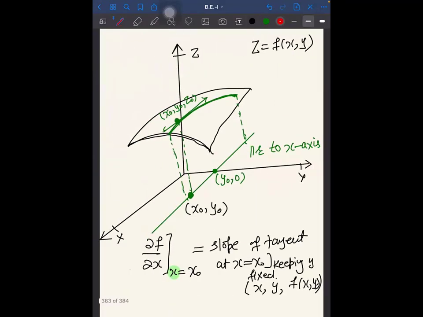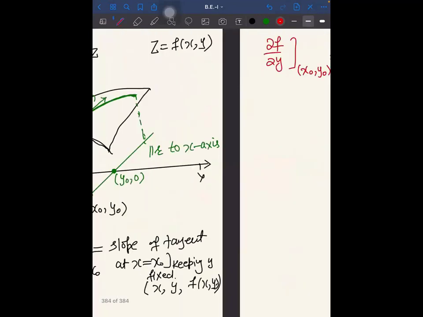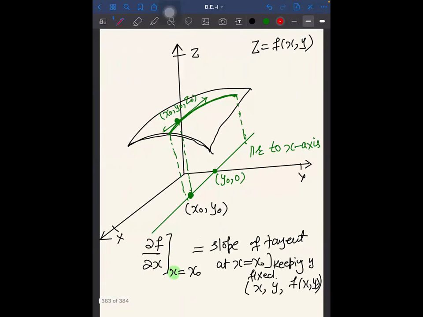But I'll describe it geometrically over here. So of course, when you're taking the partial derivative with respect to y, that means you'll keep your x fixed, right? You'll keep x fixed. And that means what? You will take a line which would be parallel to the y-axis.